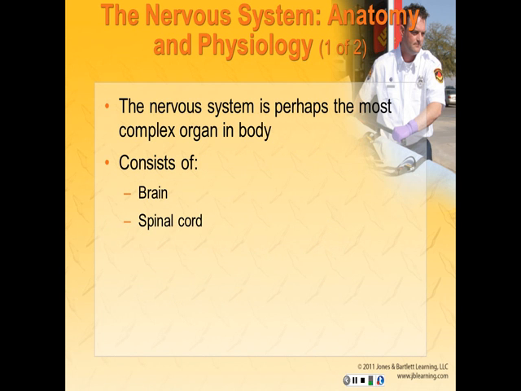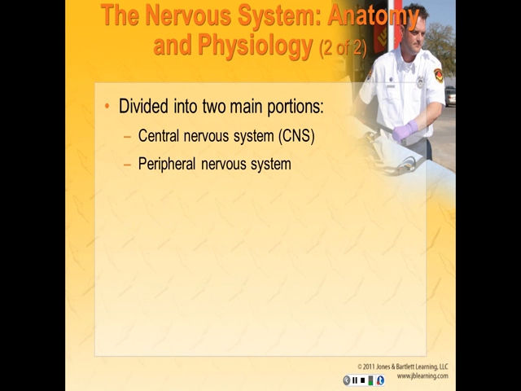The nervous system is perhaps the most complex organ in the body, and it is composed of two major structures, the brain and the spinal cord. The brain is the controlling organ of the body, and the major subdivisions of the brain are the cerebrum, which is the largest part of the brain, and the four lobes that are each responsible for a specific function, such as hearing, balance, and speech. And it controls the activities of the opposite side of the body.